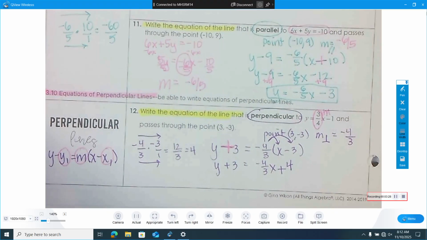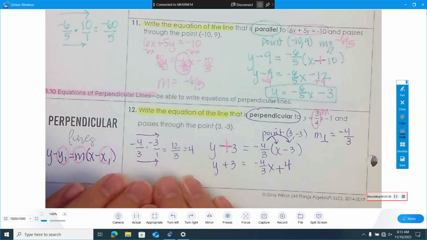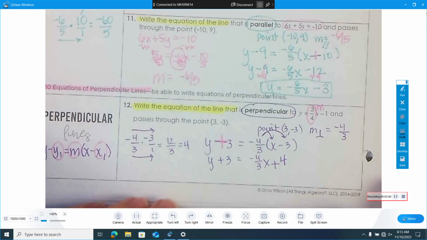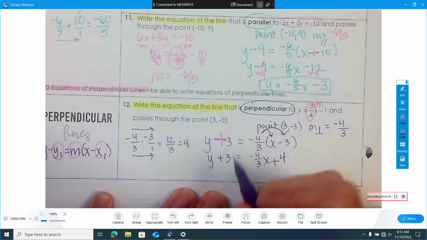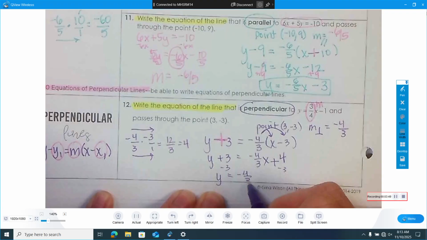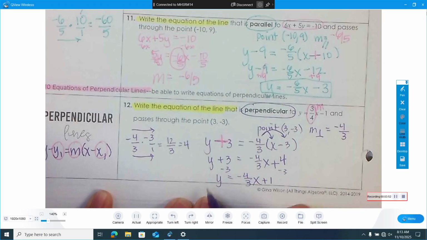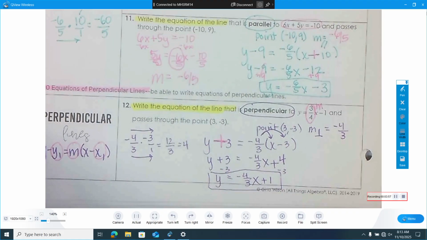Again, this is perfect math land, where everything always turns out so nice, right? So don't skip this step. Don't try to do it yourself first. Don't jump right to the calculator, because it is easy and a good skill to remember. All right, then we can go ahead and subtract 3. So I'm going to subtract 3, and I get negative 4/3 x plus 1. And there is my equation of the line. Not too shabby at all.